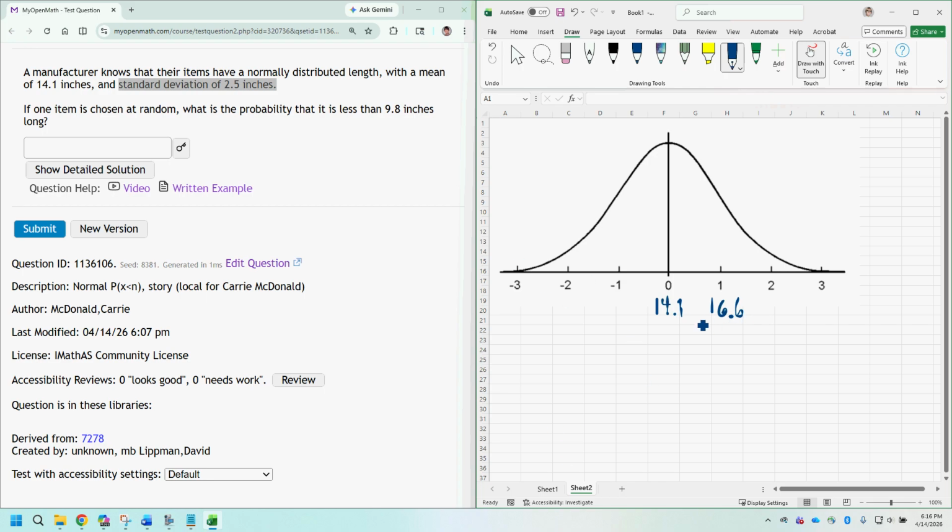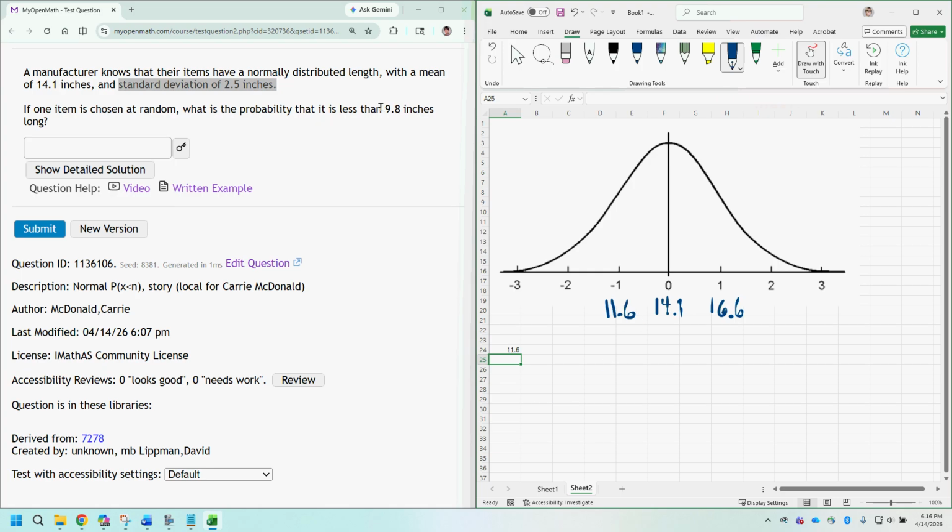And if I were to subtract 1 standard deviation of 2.5 inches, then I would have the length that corresponds to 1 standard deviation below the mean, or in other words, corresponding to a z-score of -1. So I'm just going to take the 14.1 and subtract 2.5. That's 11.6. Okay, so 11.6 is going to go right here, corresponding to a z-score of -1.